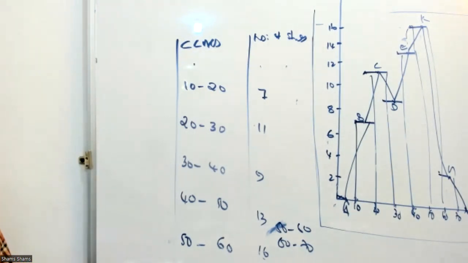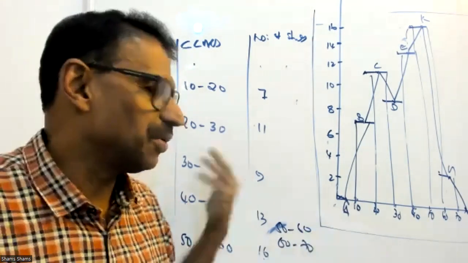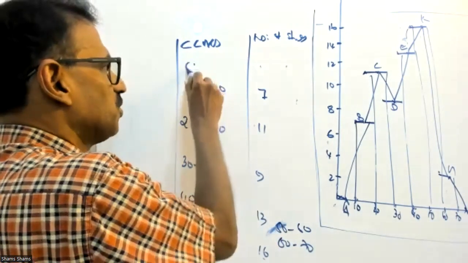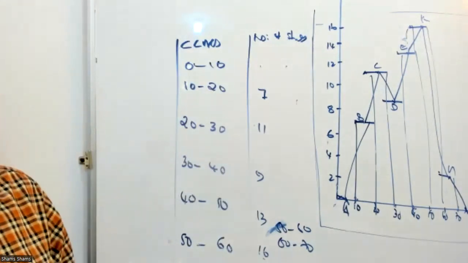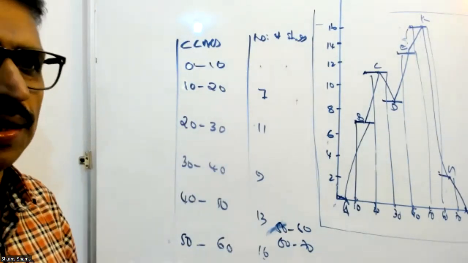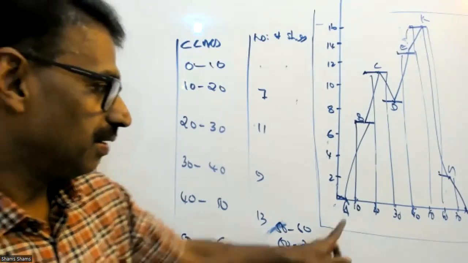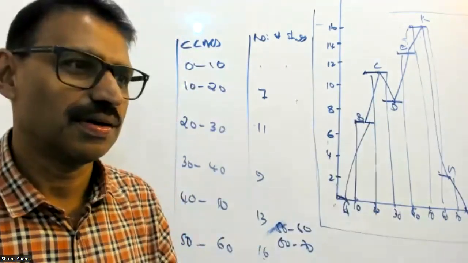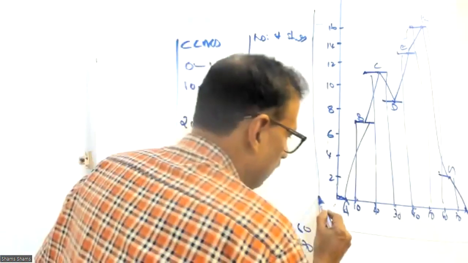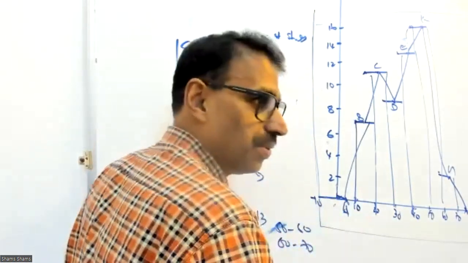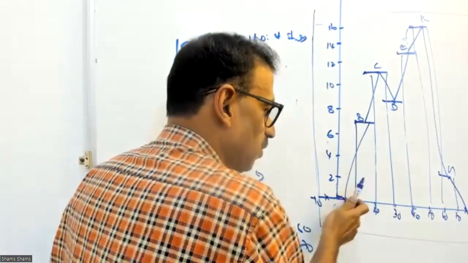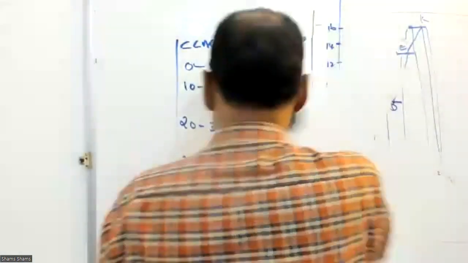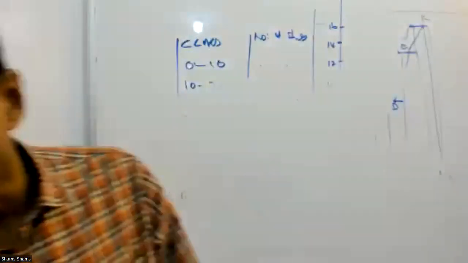Another question. Suppose starting from 0 to 10, where do you join the first class? A class before 0 to 10, where? Here, you can join here: minus 10 to 0. So join to here. That I will tell you next class. Next episode I'll do. That's enough for today. You have to read the chapter, okay?